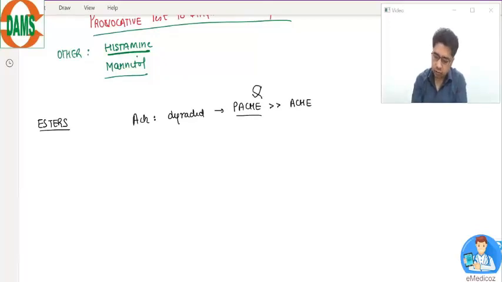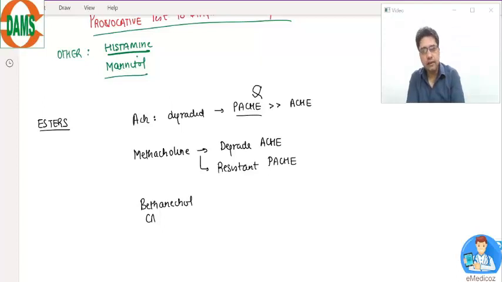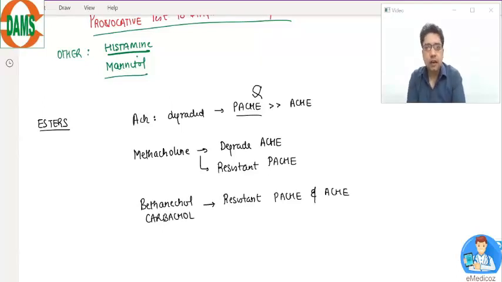Second point, methacholine is degraded by acetylcholinesterase and it is resistant to pseudocholinesterase. Histamine and mannitol are also given inhalationally just like methacholine. And lastly, bethanechol and carbachol are resistant to both pseudocholinesterase and acetylcholinesterase. So bethanechol and carbachol are resistant to both.